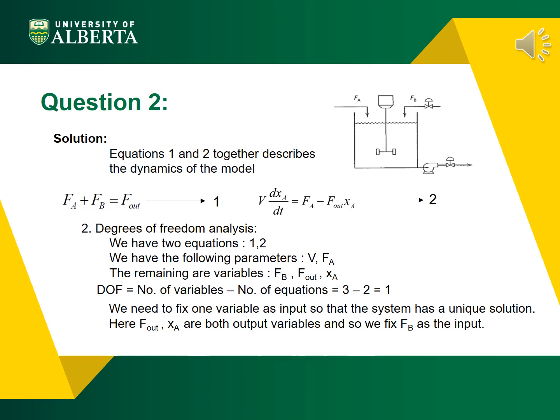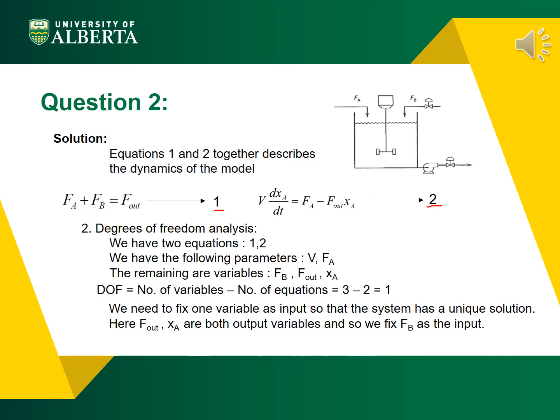So now if we had to do degrees of freedom analysis, we take the model equations and see if we have any parameters in the equations and the number of variables which are remaining, and then we will see if the system can be solved for a unique solution or not. So we have 2 equations here, like we saw in the previous slide. So the number of equations would be 2.